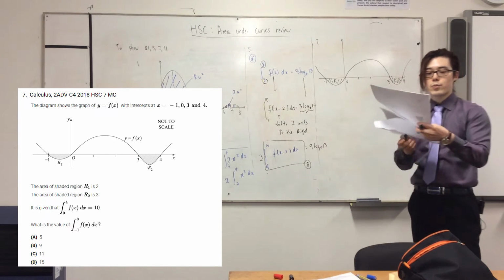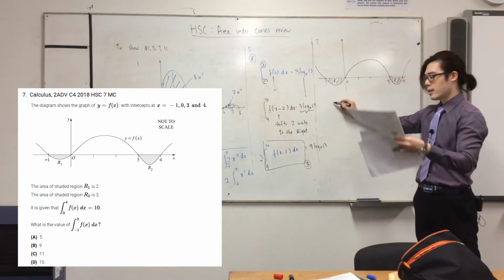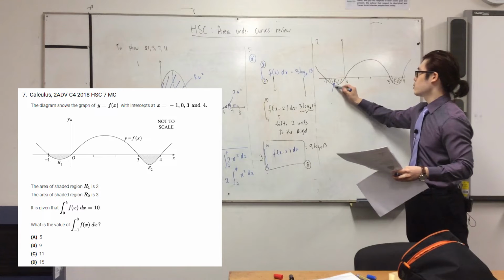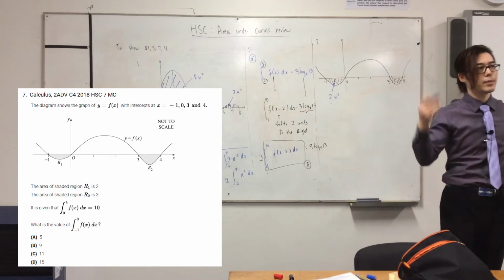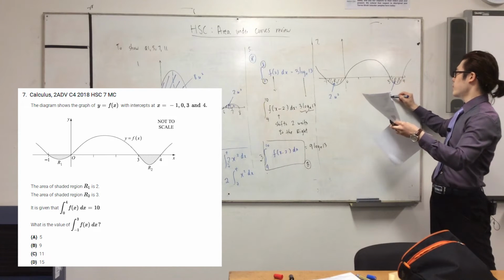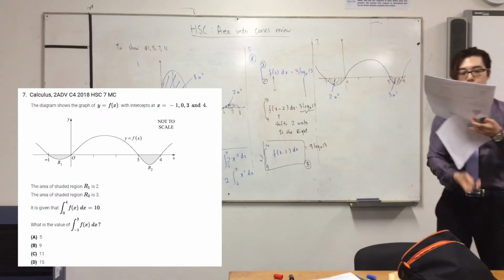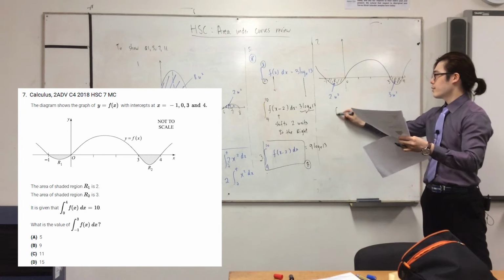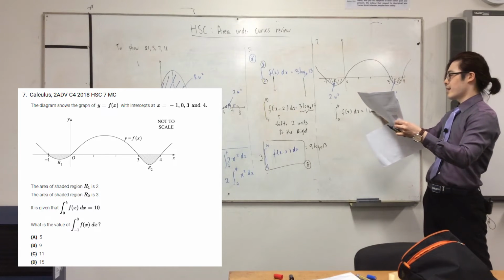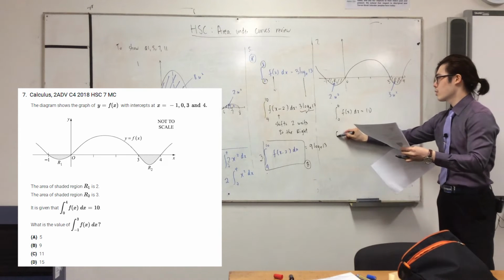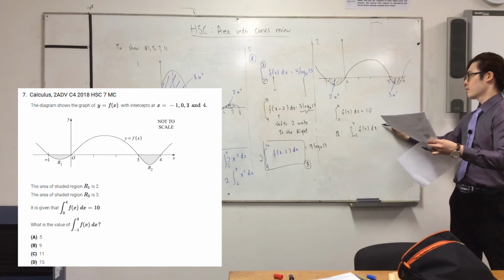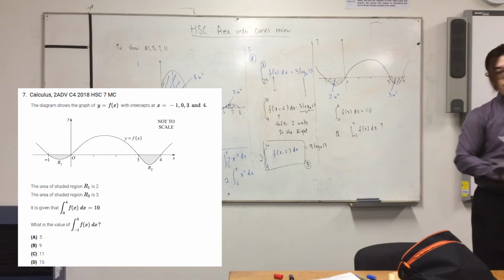The area of shaded region 1 is 2. So in another word, I'm just going to write this out. So basically what they're saying, the area of region 1 is 2. Let's just say 2 units squared because it's an area, doesn't matter. Area of region 2 is 3 units squared. Okay? And it is given that if you integrate, or the area from 4 to 0 of this graph is 10. The question is now, what is the area from 3 to minus 1 of the same graph? Good question, isn't it?